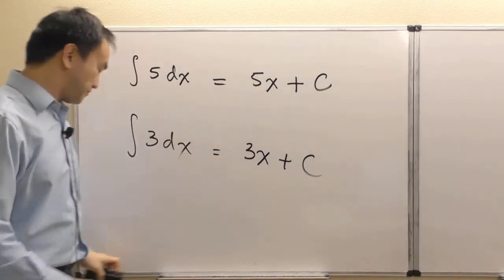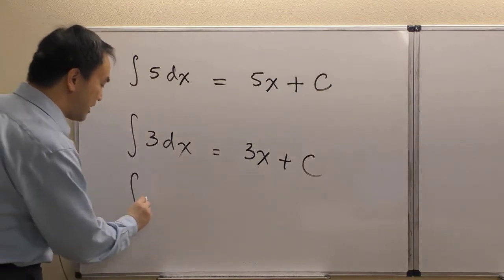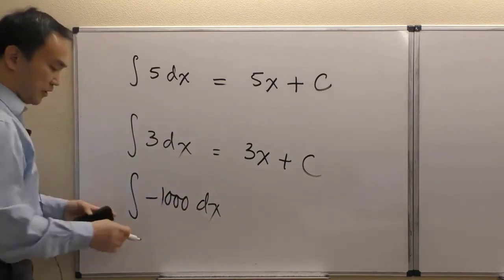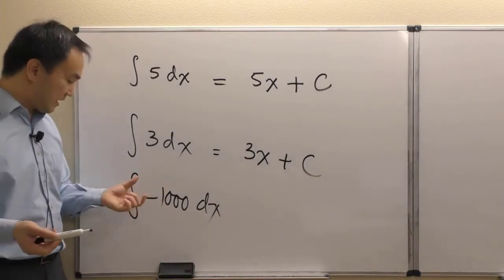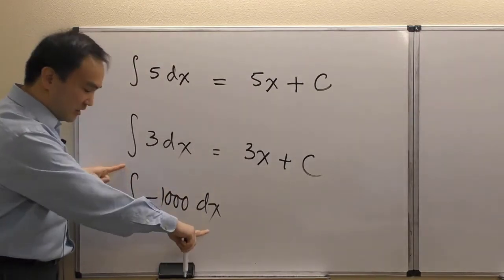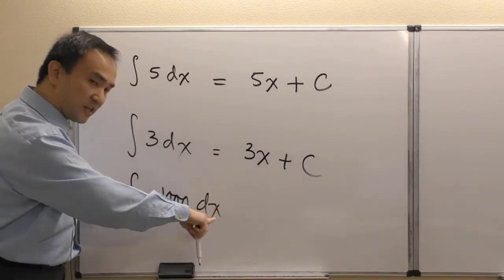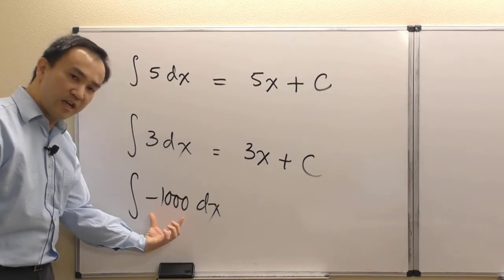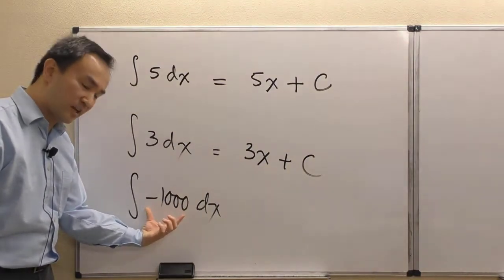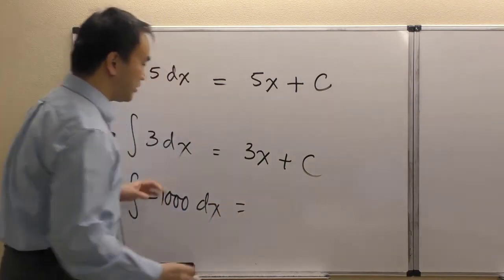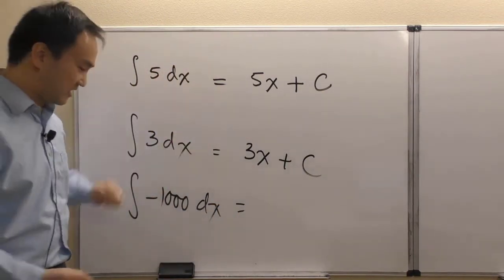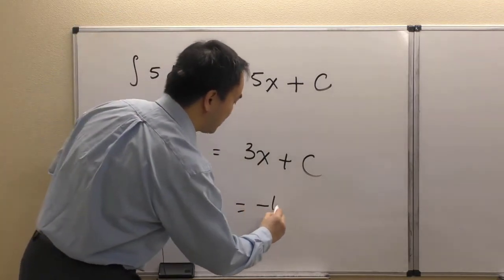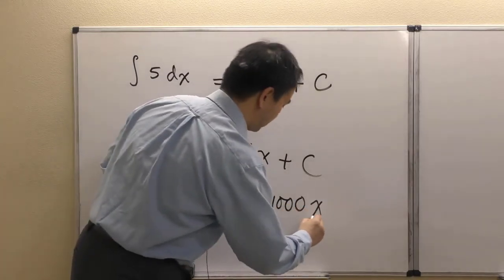Okay, and we can also have something like this: how about negative 1,000? Find the antiderivative. Recall that this symbol and the dx form one symbol, indicating taking the antiderivative. Our function here is essentially a constant function, negative 1,000. After the two examples we have done previously, the answer here should quickly be negative 1000x plus c.